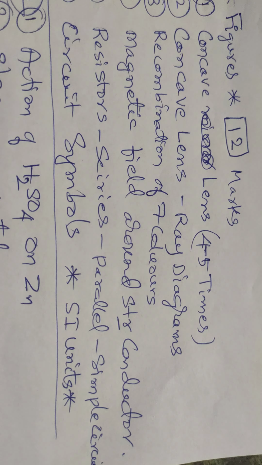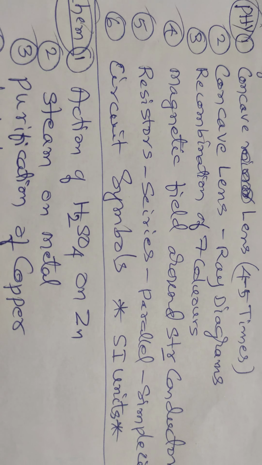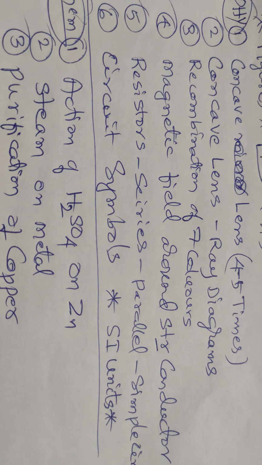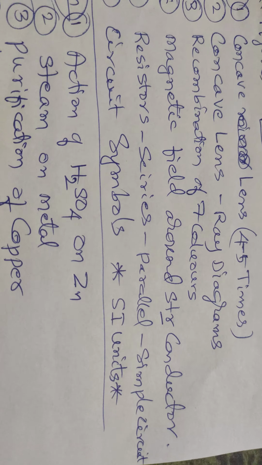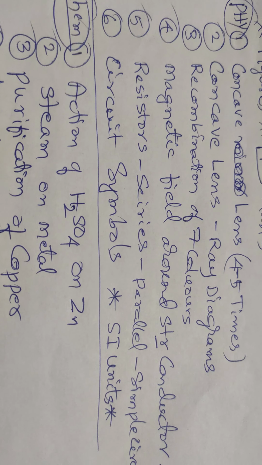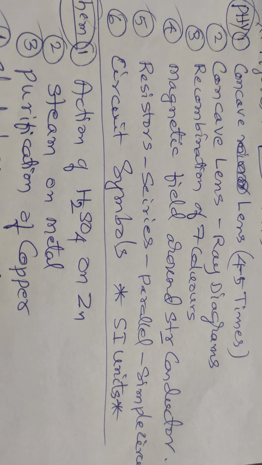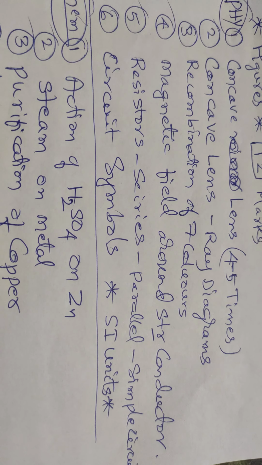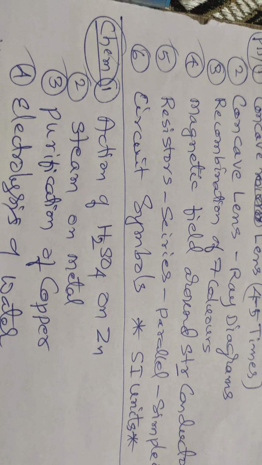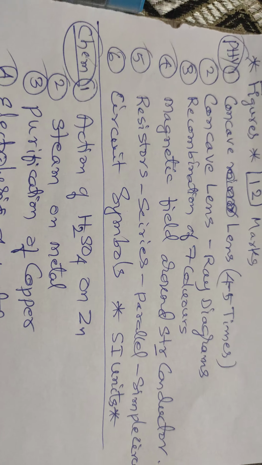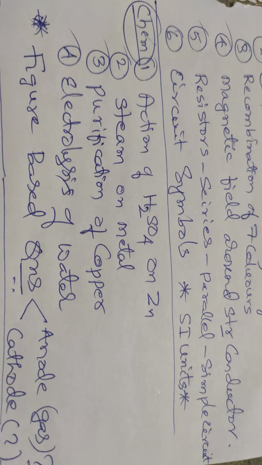Magnetic field around a straight conductor. After that, resistors, series connection and parallel connection, and also one important simple circuit diagram. Circuit symbols are very important. You also have to remember the SI units of current, voltage, charge. So if you go through these figures in physics, you will get all the marks in figures.